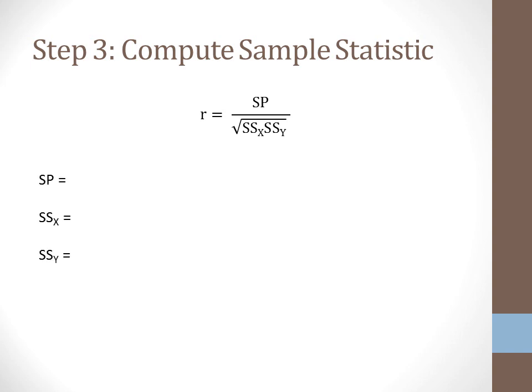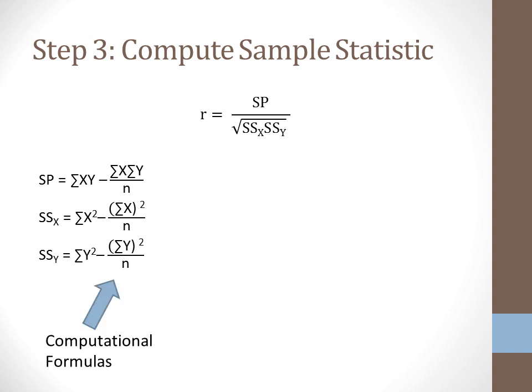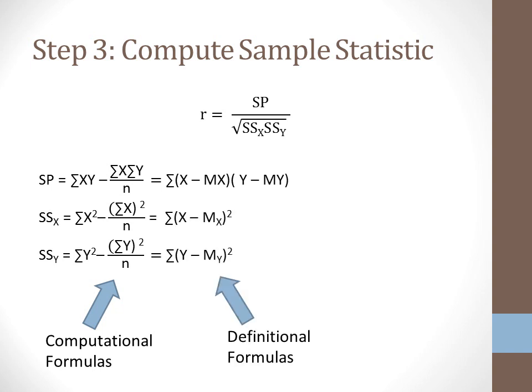To compute the value for the Pearson correlation, we need to find the values for our sum of products, our sums of squares x, and our sums of squares y. And the formulas that I went over in the first day are as follows for the sum of products, the sums of squares x, and the sums of squares y. Another way we can refer to these formulas is as computational formulas. These are the same formulas that we used in the past, and we made the distinction between computational formulas and an alternative formula for these, which we talked about at the very beginning of this term. These are the definitional formulas.